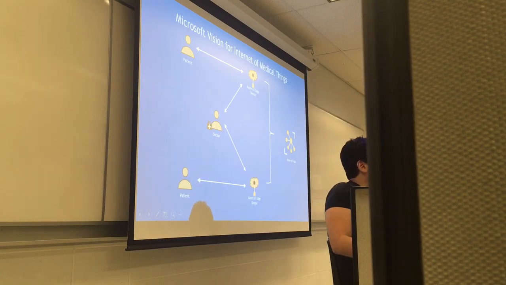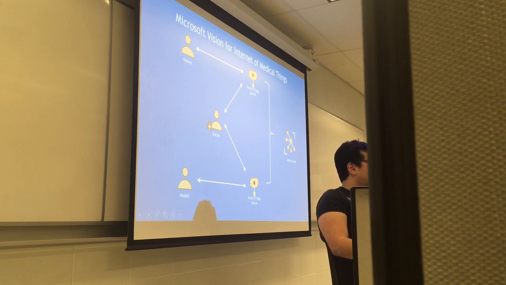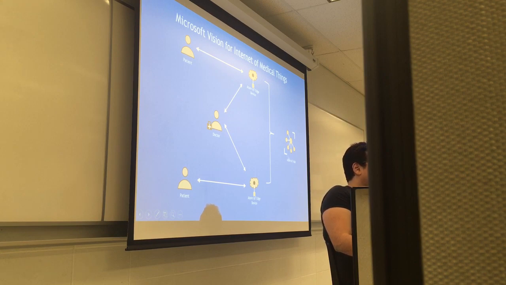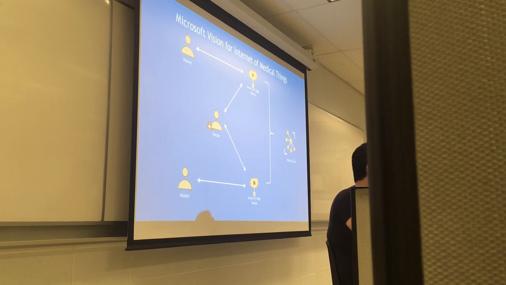Here is an example for medical things, the Internet of Medical Things, which is a Microsoft vision of that. So they have, of course, like before, the services of Azure, which is the cloud provider of Microsoft. Here they have patients interacting with some sort of edge device. It could be a blood pressure device, some sort of diabetes detector, or even one of those surgeon tools. And then those tools interact with the doctor in some way.